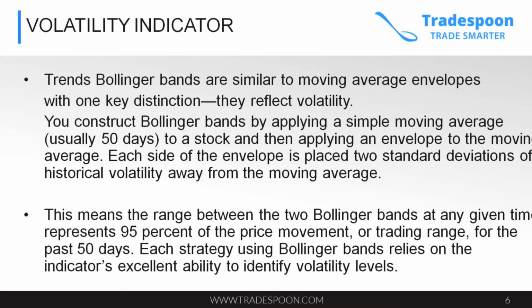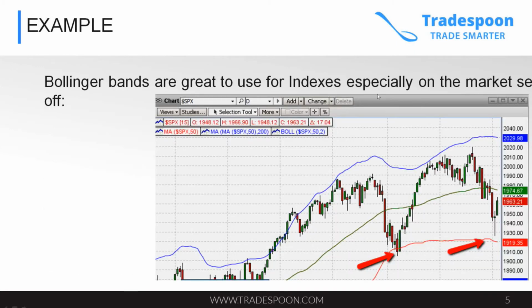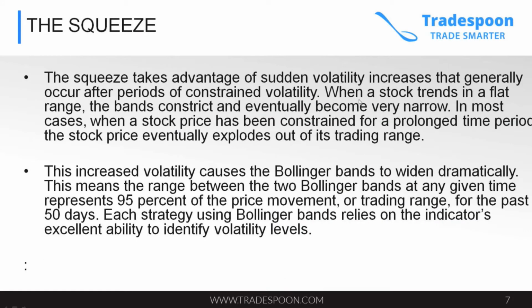Keep in mind, Bollinger Bands are a reflection of past performance of the underlying asset. Each strategy using Bollinger Bands relies on the indicator's excellent ability to identify volatility levels. So let's look at the squeeze. Squeeze takes advantage of sudden volatility increases that generally occur after a period of constrained volatility. When a stock trends in a flat range, the bands constrict and eventually become very narrow, in most cases when a stock price has been constrained for a prolonged period of time.